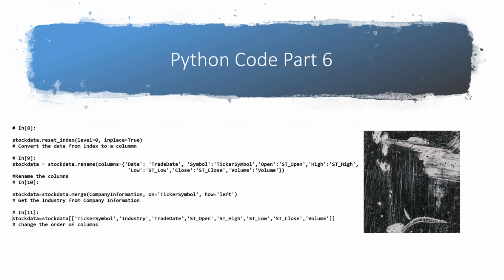In this section of code, we're taking the data that we've already gleaned from the web and we're getting it in an order so that we can insert it into our SQL tables. So here we rename our columns, and then we merge our company information table with our stock data table, and that's just to get industry copied from company information into stock data where you have the same ticker symbol.